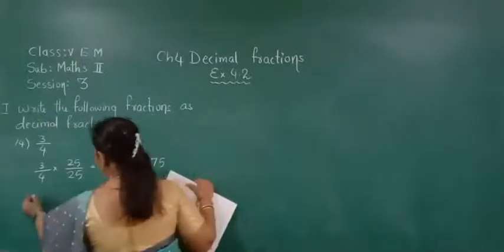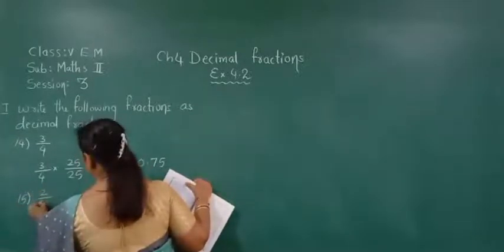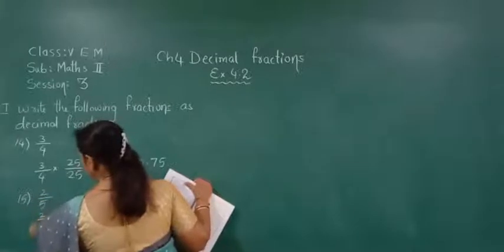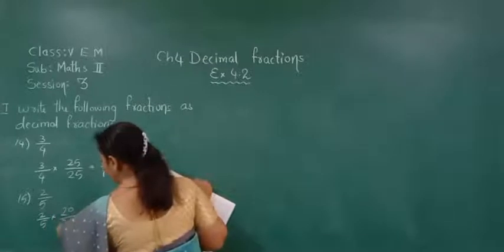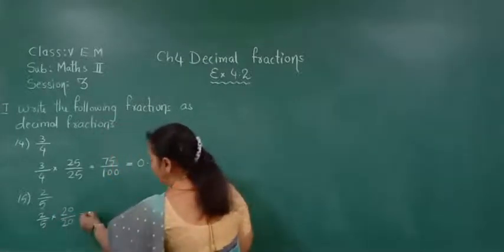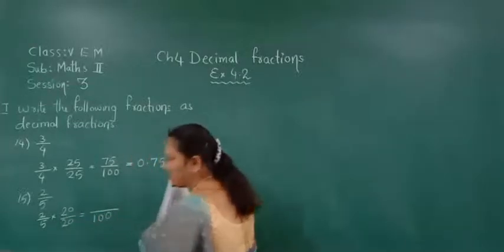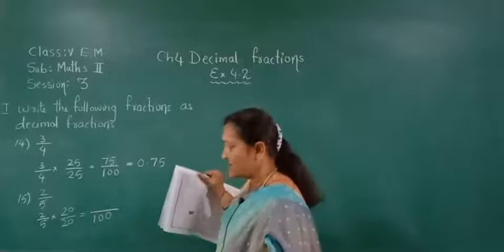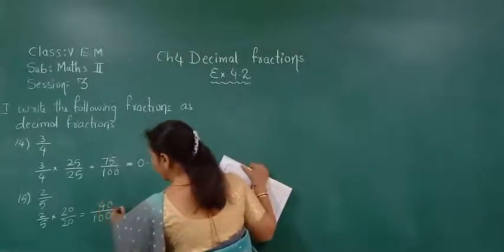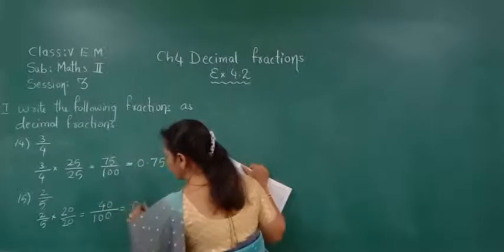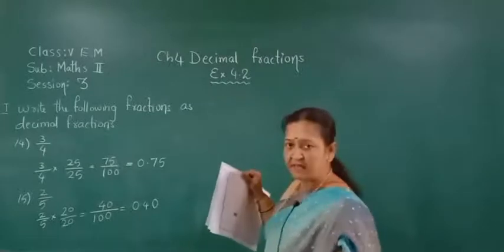Then the 15th one. 15th question is 2 by 5. Then this 2 by 5, multiply by 20 to get 100. Here we know 20 into 5 is 100. Then 20 into 2, 20 2s is 40. This is equal to 0.40. Count 2 digits and keep the decimal point.